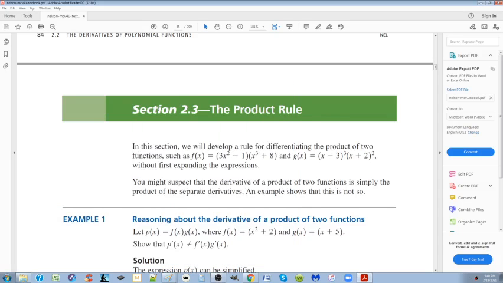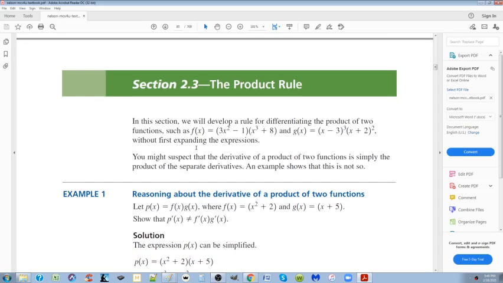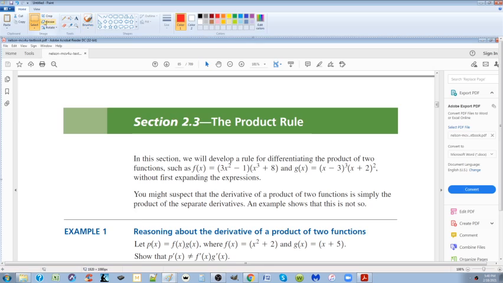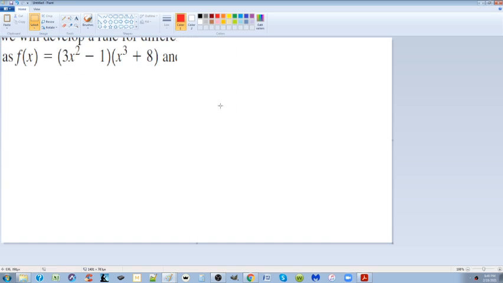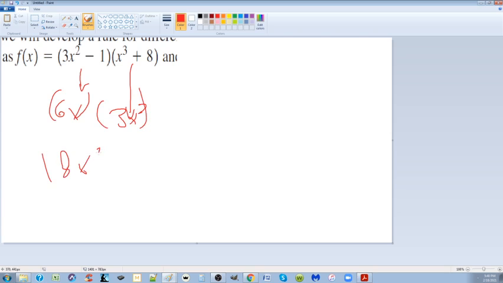Okay, upwards and onwards to section 2.3 and the product rule. Now you might think that given two functions, or two polynomials, like these, all you would have to do is take the derivative of this one, which is 6x, and the derivative of this one, which is 3x squared, and multiply them to come up with the derivative of 18x to the cube. That is not correct. That will not give you the derivative.